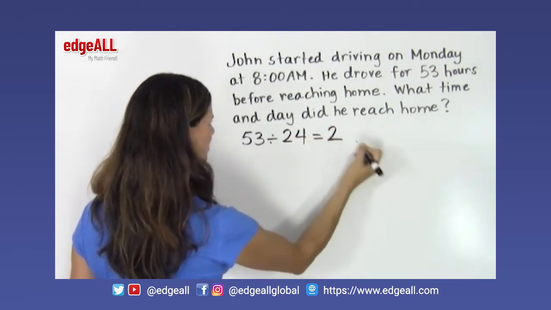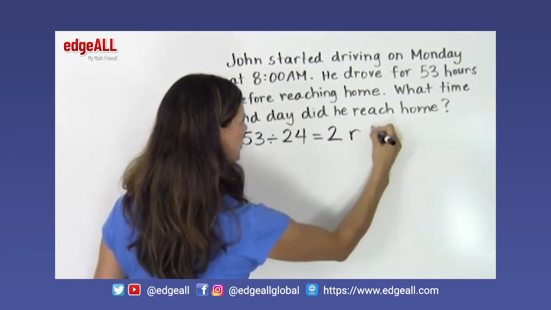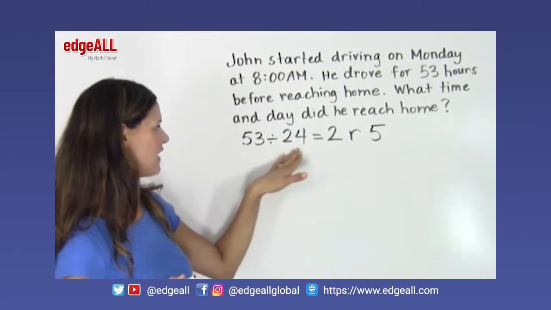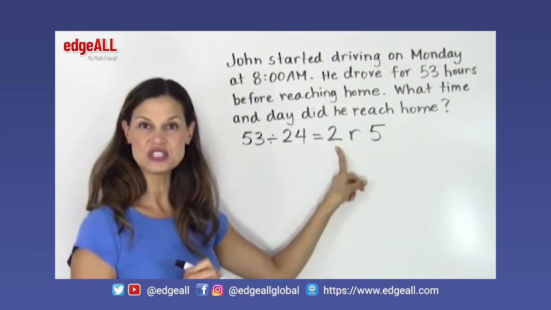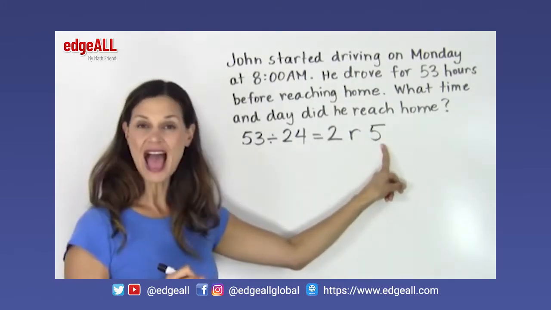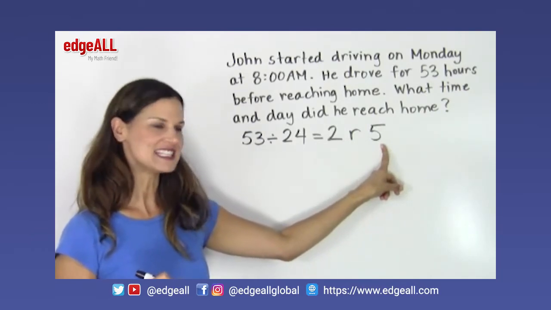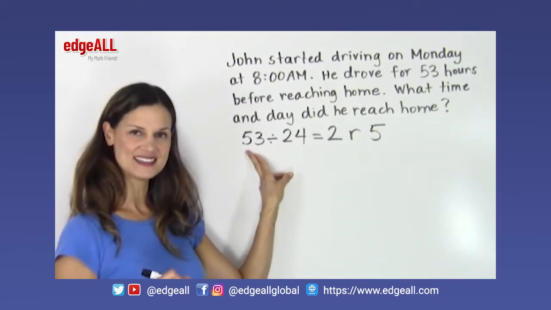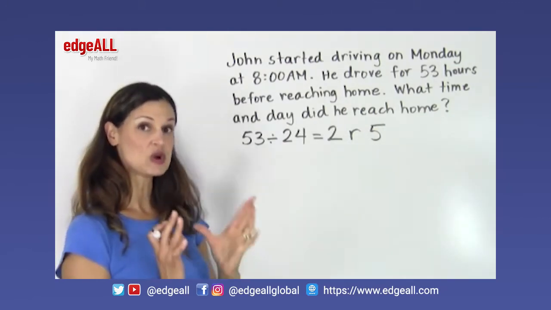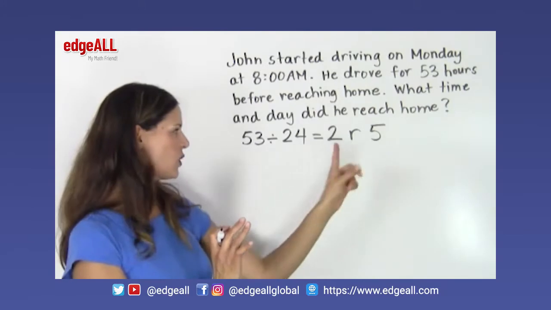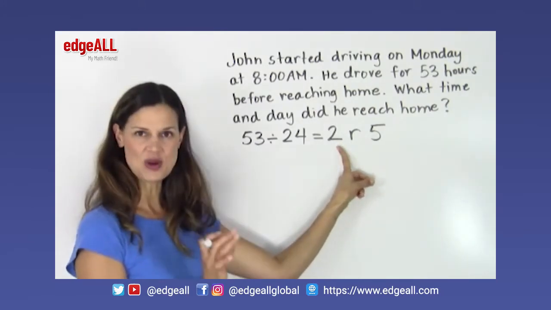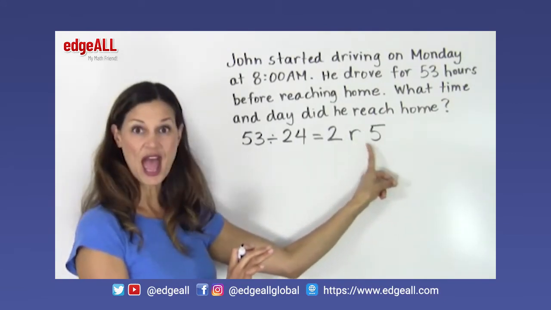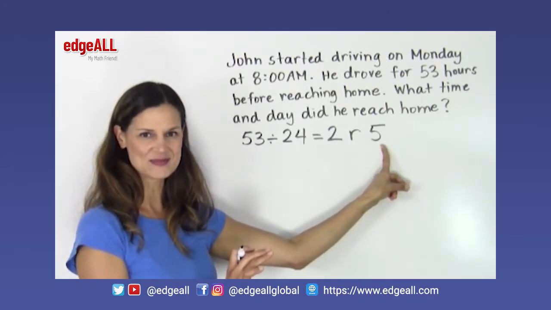53 divided by 24 equals 2 with a remainder of 5. So 53 divided by 24 has a quotient of 2 with a remainder of 5. And this tells us that as far as taking the 53 hours and grouping them into groups of 24 hours, we have two groups of 24 hours, so 2 days, with a remainder of 5 hours.